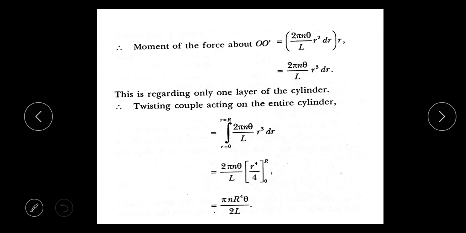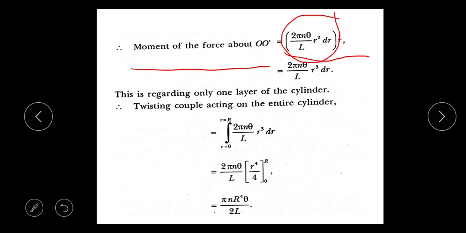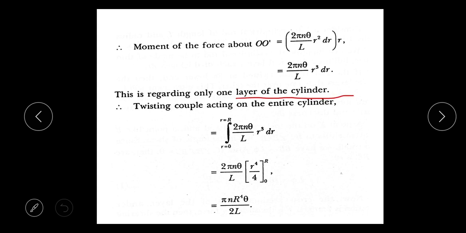Next, moment of the force about OO dash. It is taken as force into distance. The first term is the force we have derived now, and the second term is the distance, which is r. Multiplying, r square into r becomes r cube. So the moment of the force about OO dash becomes equal to 2 pi N theta divided by L multiplied by r cube dr. This is regarding only one layer of the cylinder. So this is the expression for moment of the force for one layer.